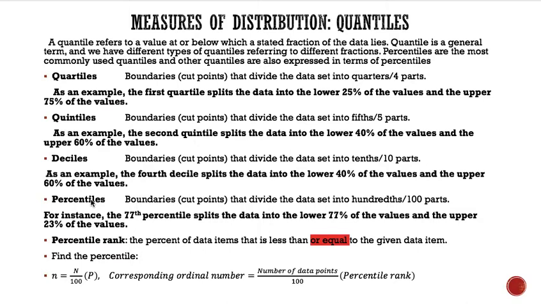But now we are learning mathematics, statistics. We need to know the difference. A percentile rank is a percentage. Percentile actually is a boundary, is a number.